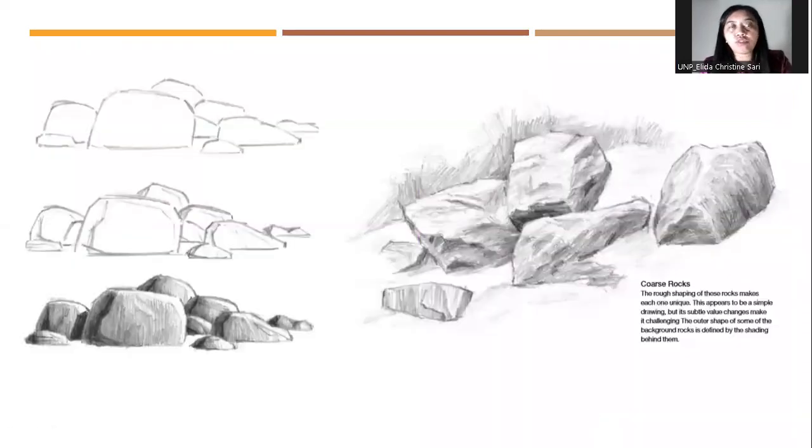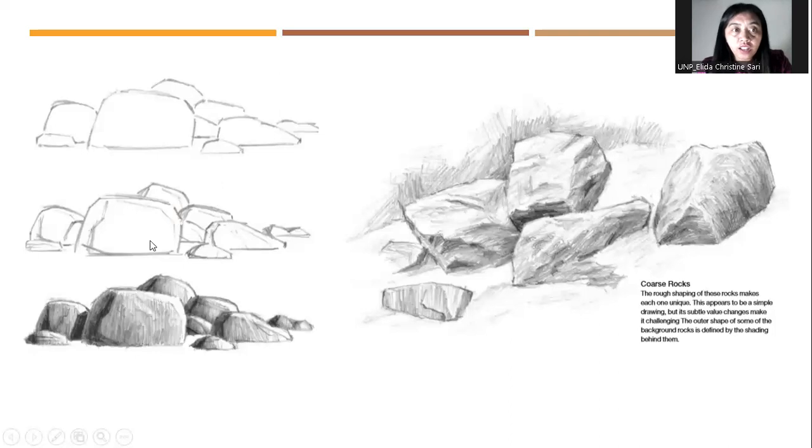Okay, how do we draw rock? We move to the first step. First, you must draw a sketch. You can see the basic form of a rock. The basic form can be a square, a circle, or a triangle. Here you can see this is a basic square form.